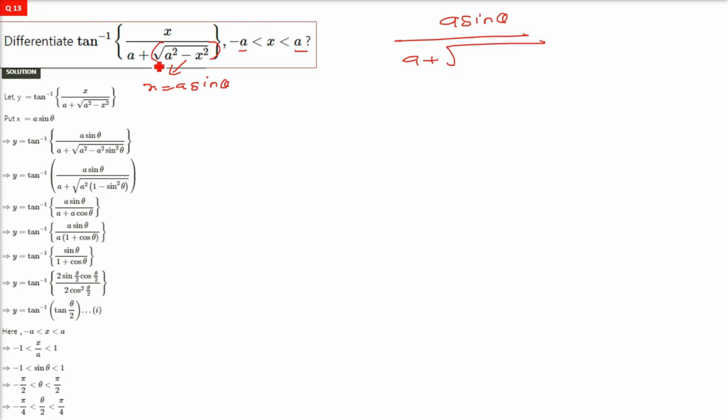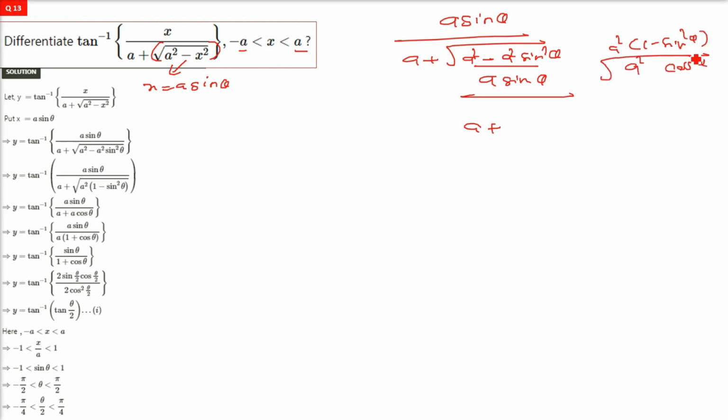So always write x equals a sin theta. a is valid here. So a square minus a square sin square theta, inside the root. This is going to be a square times 1 minus sin square, so it is a square cos square theta under the root. So a cos theta will come out. So you can take a common here. So you have a sin theta, and you take a common, 1 plus cos theta.